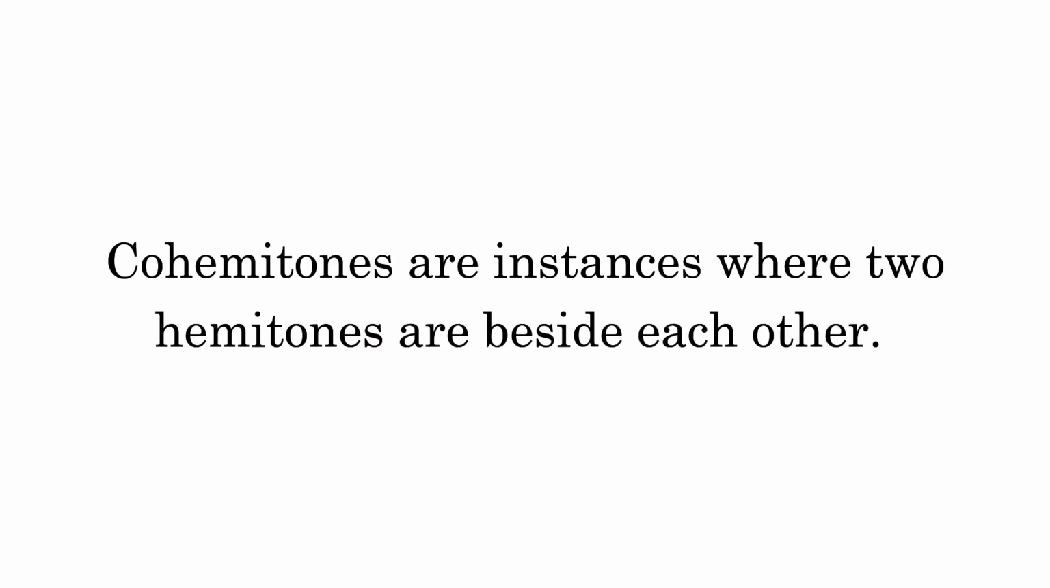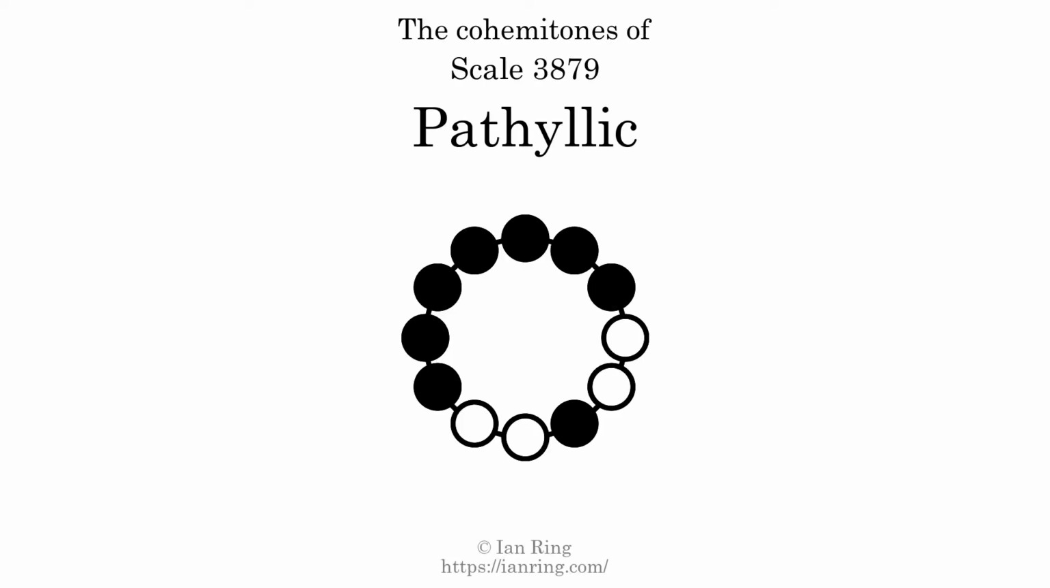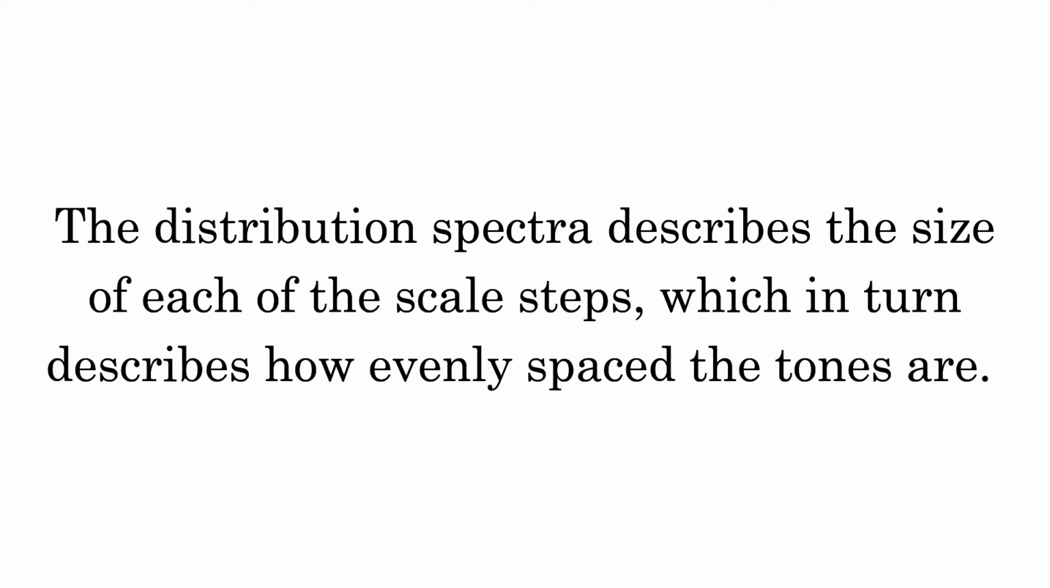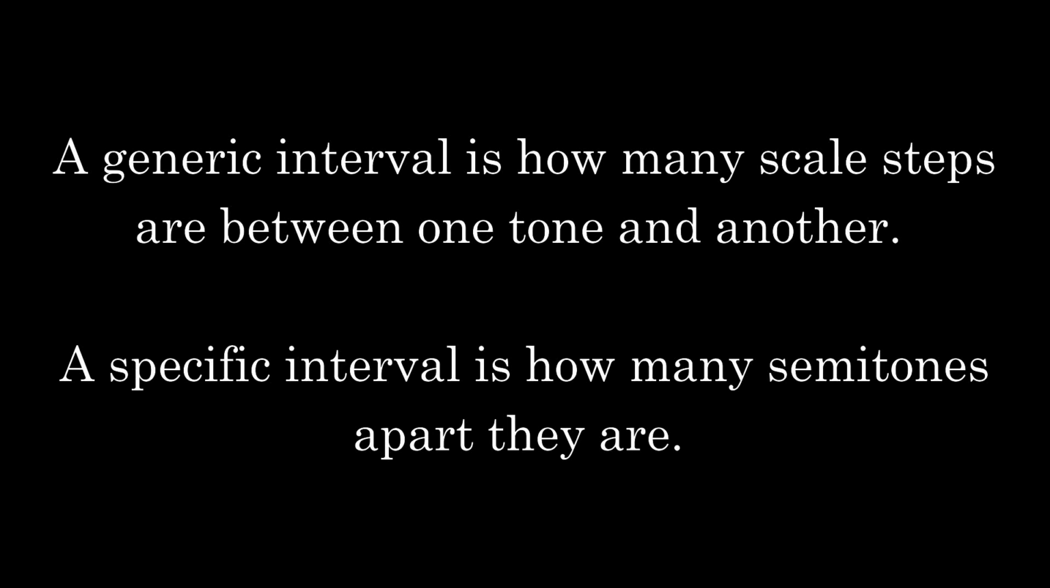Cohemitones are instances where 2 hemitones are beside each other. This scale has 5 cohemitones. They are at positions here, here, here, here, and here. The distribution spectra describes the size of each of the scale steps, which in turn describes how evenly spaced the tones are. A generic interval is how many scale steps are between one tone and another. A specific interval is how many semitones apart they are.